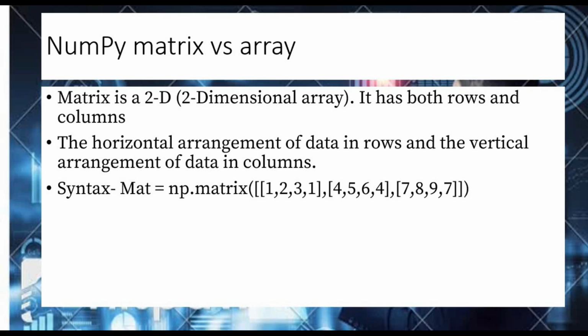Hello friends, in this video tutorial of NumPy we will understand about matrix and array. So what is a matrix? Matrices are basically 2D arrays. They have both rows and columns: a horizontal arrangement of data in the form of rows and a vertical arrangement of data in the form of columns. So that is basically a matrix.